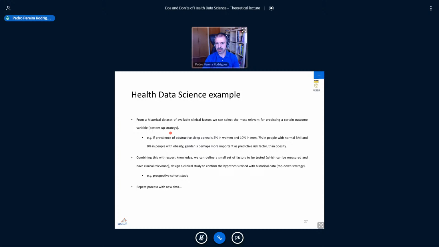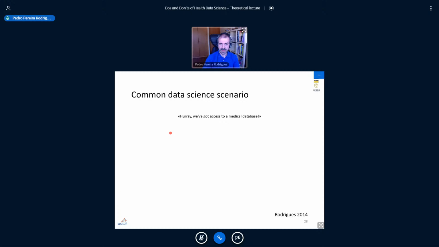For example, the prevalence of obstructive sleep apnea, and you can look at this from different strata of women versus men, or people with normal BMI versus people who are obese. And you can look at which factor seems more important. And then you combine this expert knowledge and you define a small set of factors, and then you do your actual clinical study to confirm your initial hypothesis. So data science will be most relevant in the first part of this cycle.